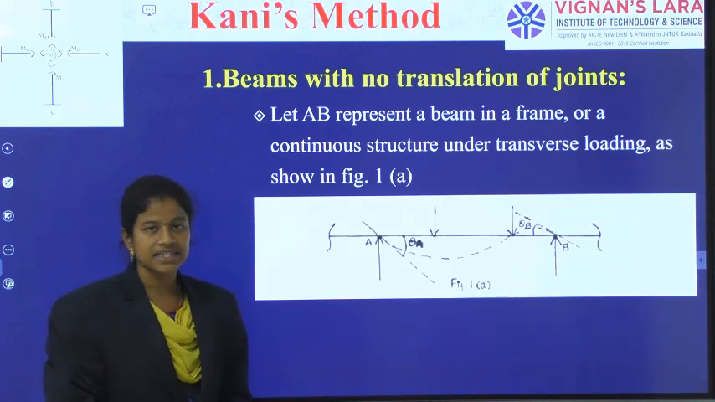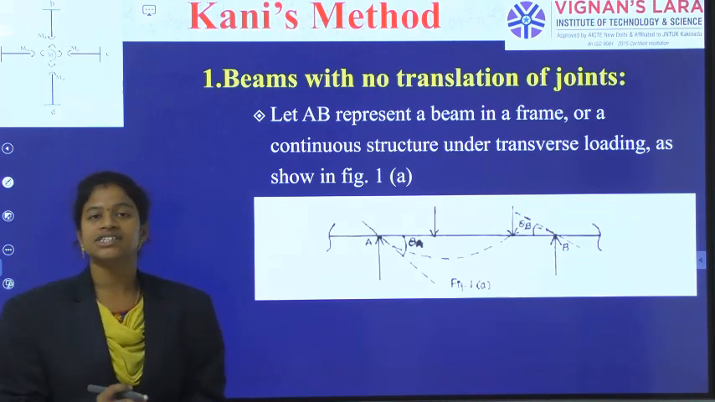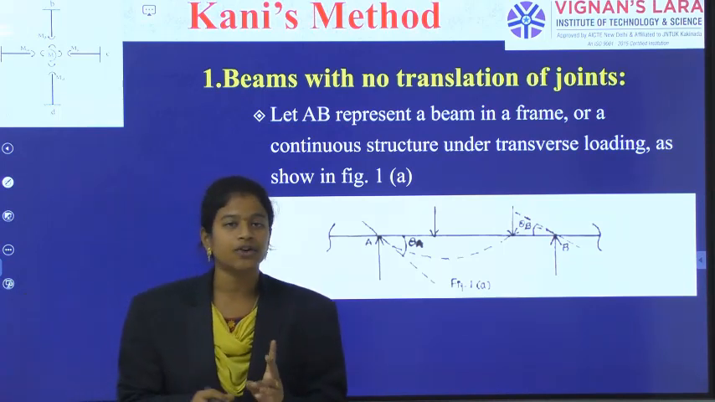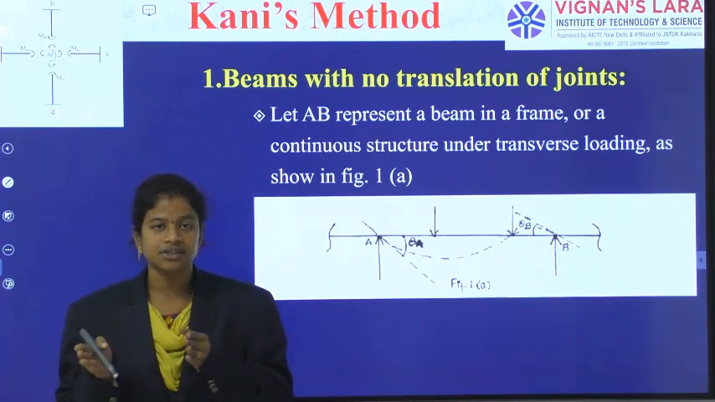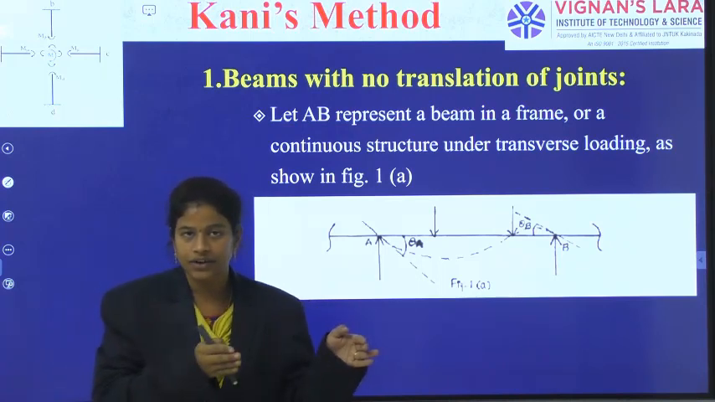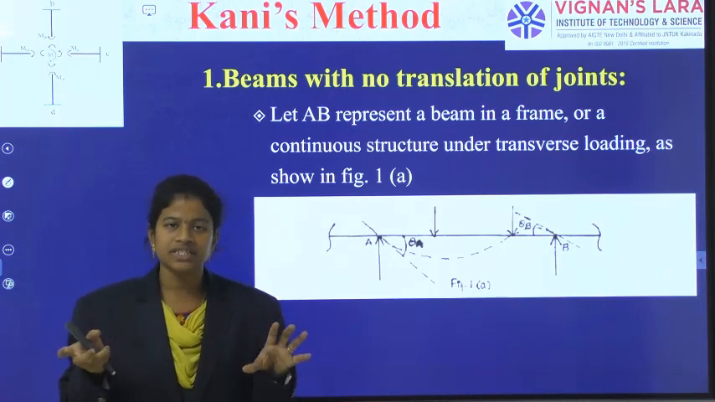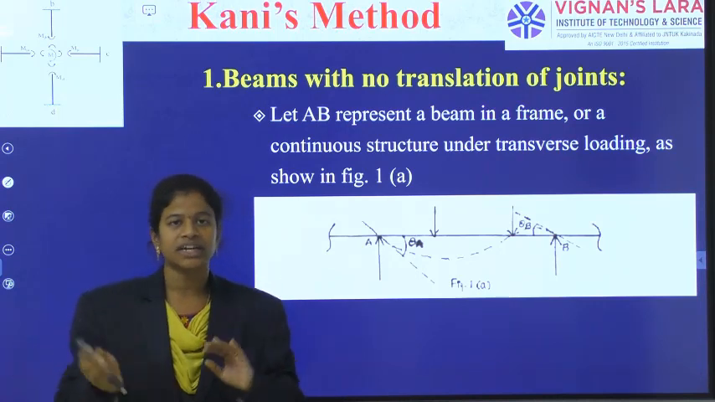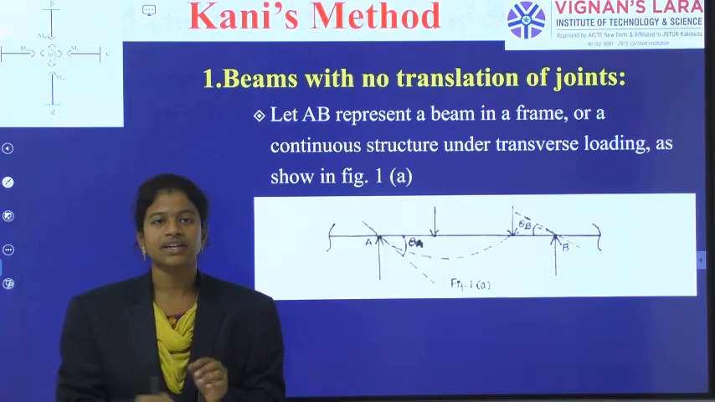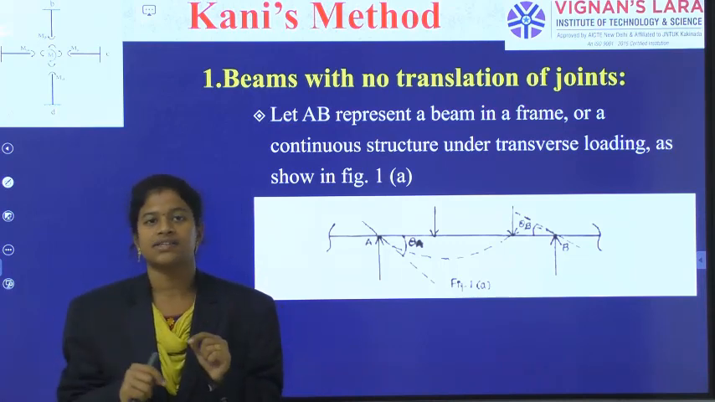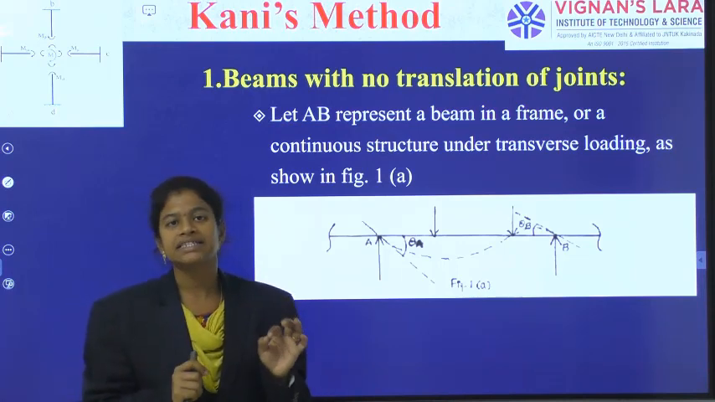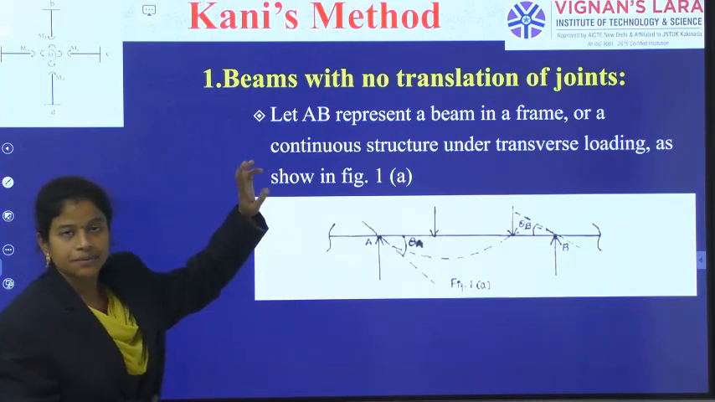Firstly, I am choosing a case, a beam with no translation of joints. Translation and rotation, we have two words. Translation means sliding in the horizontal way. So a beam with no horizontal movement, when I give some load, will give the corresponding rotations and reactions. It is not displacing in the horizontal way, so it is not in a translational mode. Such a type of beam I am considering.